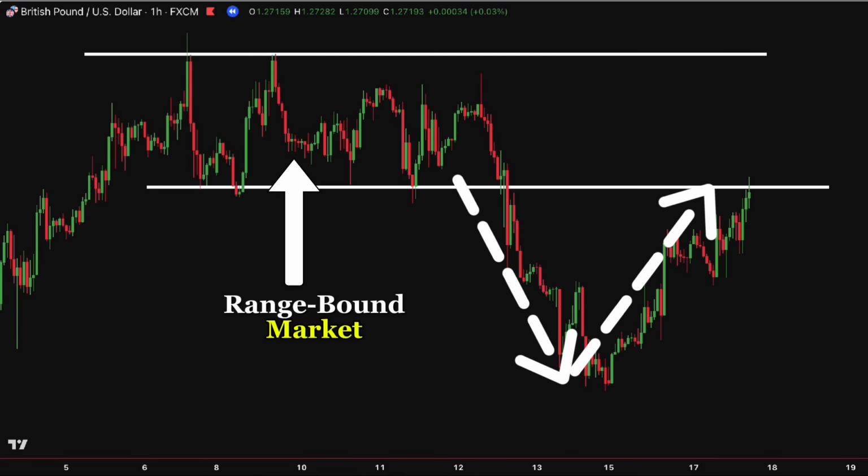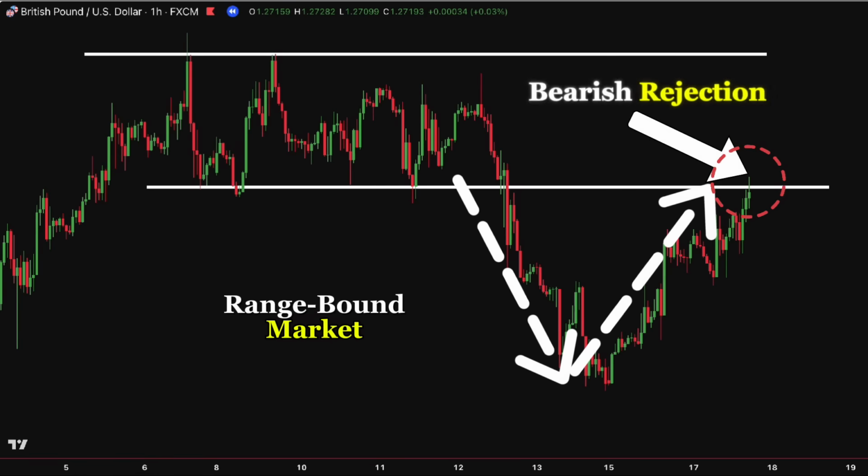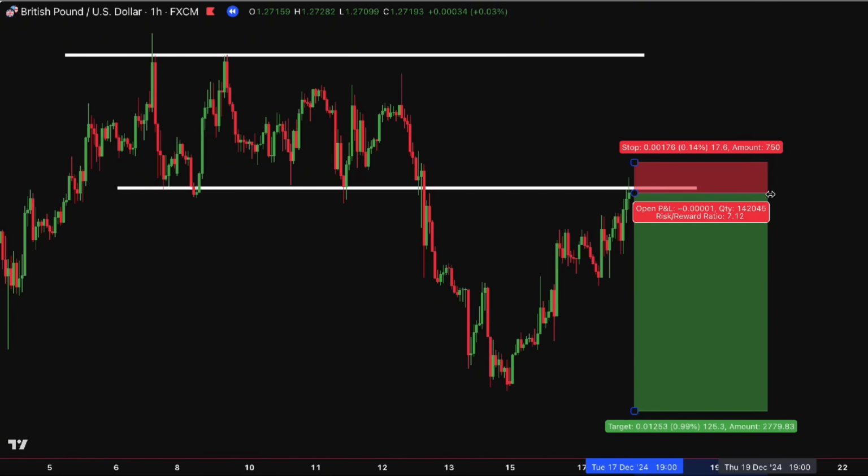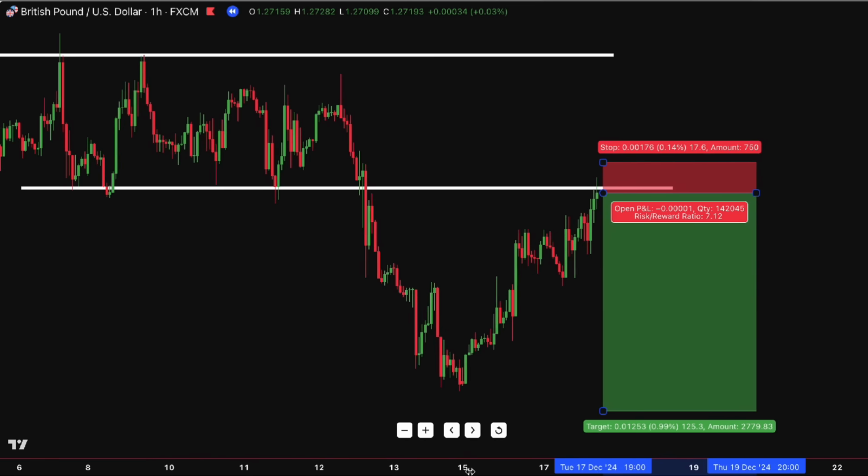If this was a true breakout, the old support should now act as resistance. And that's exactly what happens. Price rejects the level with a bearish candle and continues downward. Here's your trade plan. Entry at the close of the bearish rejection candle. Stop loss just above the new resistance, old support. Target the next key support level below the range.